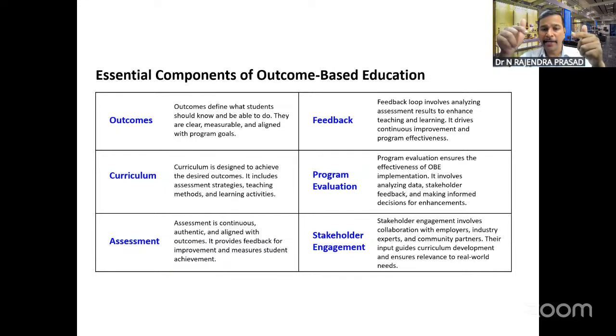Then the stakeholder engagement. Stakeholder engagement means you have to get the consent from each and every corner of the stakeholders: parents, alumni, teachers, employers, students, etc. Because you are supplying the resources, and those resources should be very useful. In order to assess that, in order to evaluate that, you should have a clear engagement.